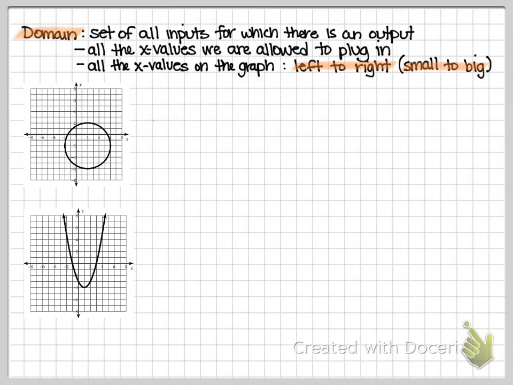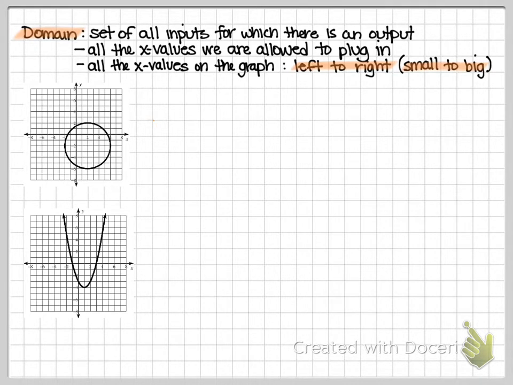So the reason that we were talking about the things that you can and can't plug in is we're trying to build up to something else about functions, and that's the idea of domain. Now, we have the official definition here, but I did rewrite it again for you just in case. The domain is the set of all inputs, so x's, for which there is an output, a y. Well, there's a couple of ways to do this. It's the x values that you're allowed to plug in.